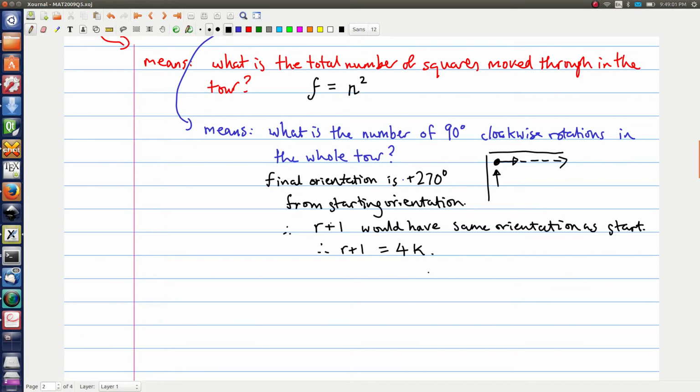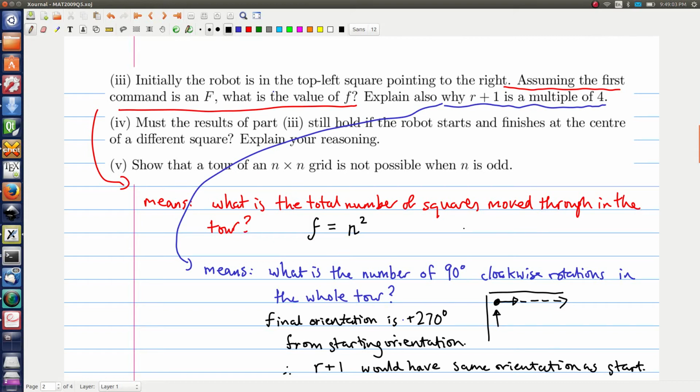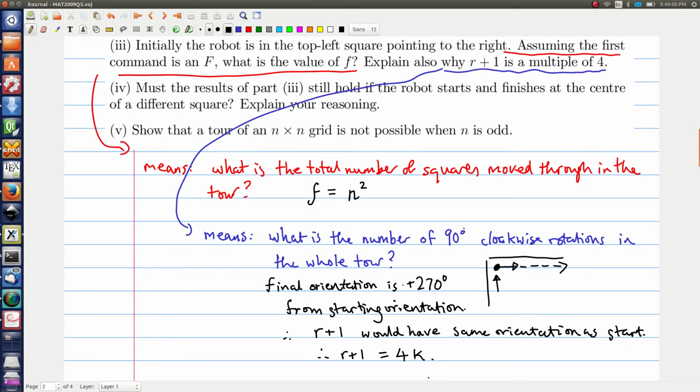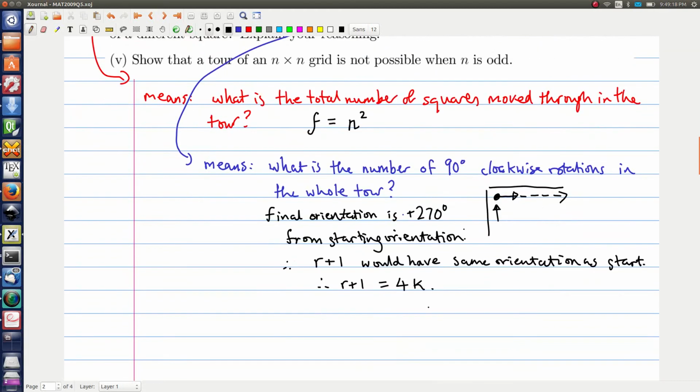Alright, what's the next part of the question? Number 4, part 4. Must the results of part 3, those two deductions, f equals n squared and r plus 1 equals 4k, must they still hold if the robot starts and finishes at the center of a different square? That's a good question. Think about that. So, if you're ready, let's think about both of them. First of all, is this still true?